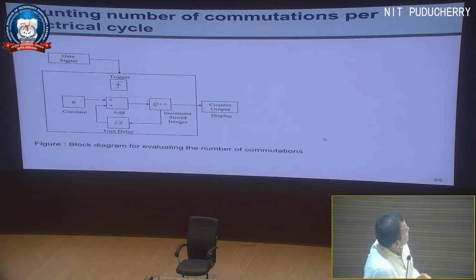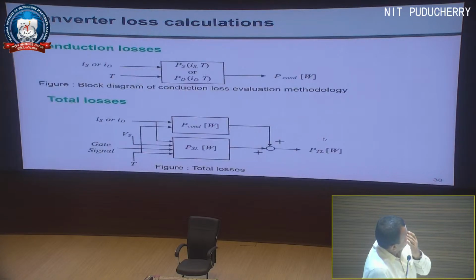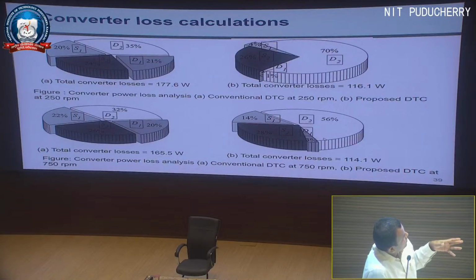So all these things you can do: how many times it is commutating, and based on that you can calculate the switching losses, right? The main things are the switching losses and the conduction losses, and thereby I can calculate the total losses. The pie chart shows the losses in the conventional DTC and the proposed one for 250 RPM and for 750 RPM. There is a considerable reduction, more than that actually. So at least theoretically, it will improve the efficiency many-fold.